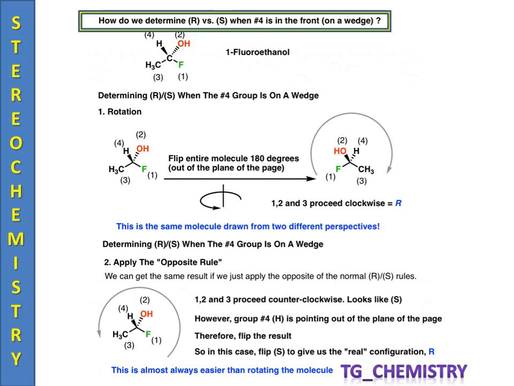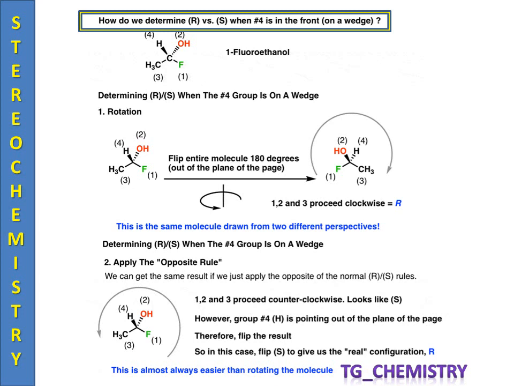Okay, so now if we assign that with the priority order 1, 2, and 3, it seems the path goes in a clockwise fashion. That is, it should be assigned as R. So this is one way that you flip the entire molecule by 180 degrees, out of the plane of the page, so that you can keep the hydrogen atom, the 4th priority group, away from the viewer or away from yourself on the page.